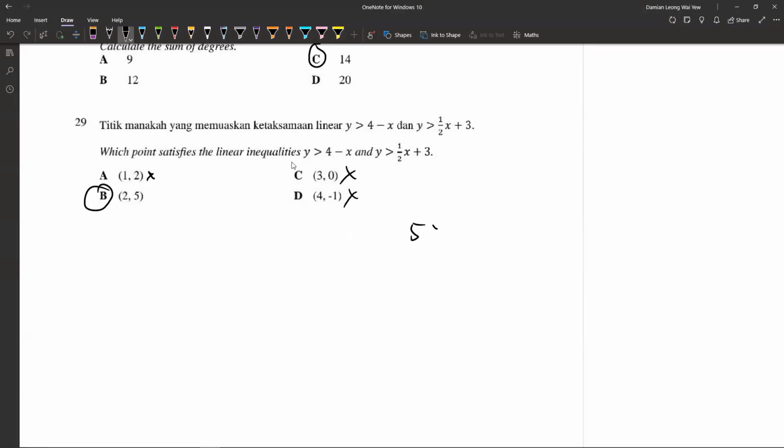But just to double check, you can substitute here as well. Then I get 5 more than half times 2 plus 3, which is 4. 5 more than 4. That's valid.